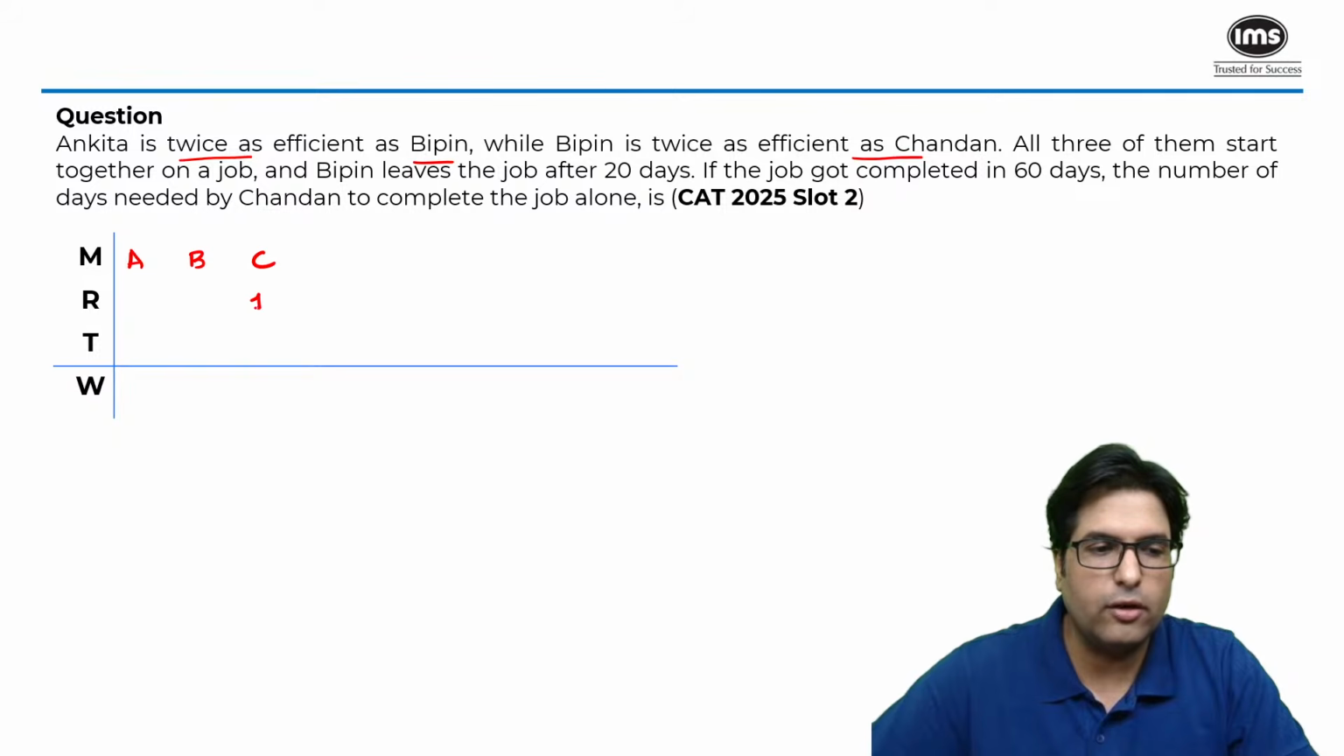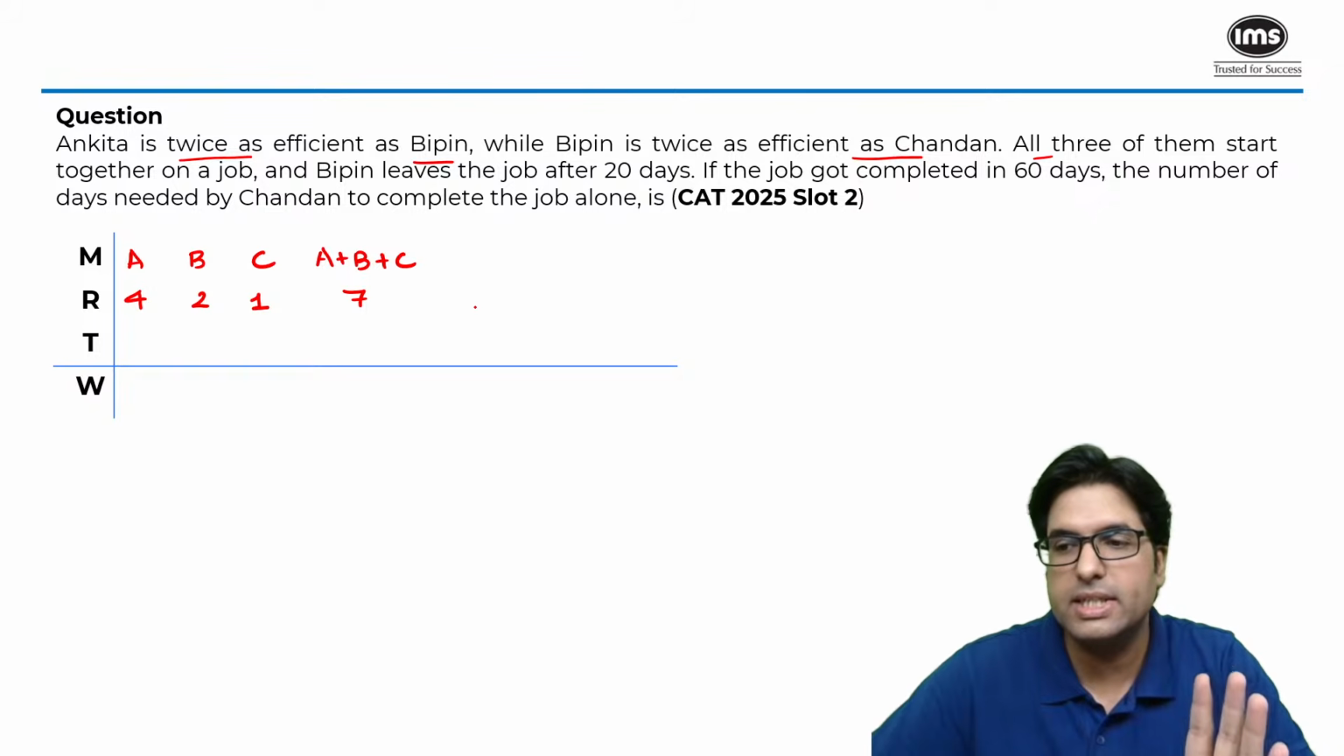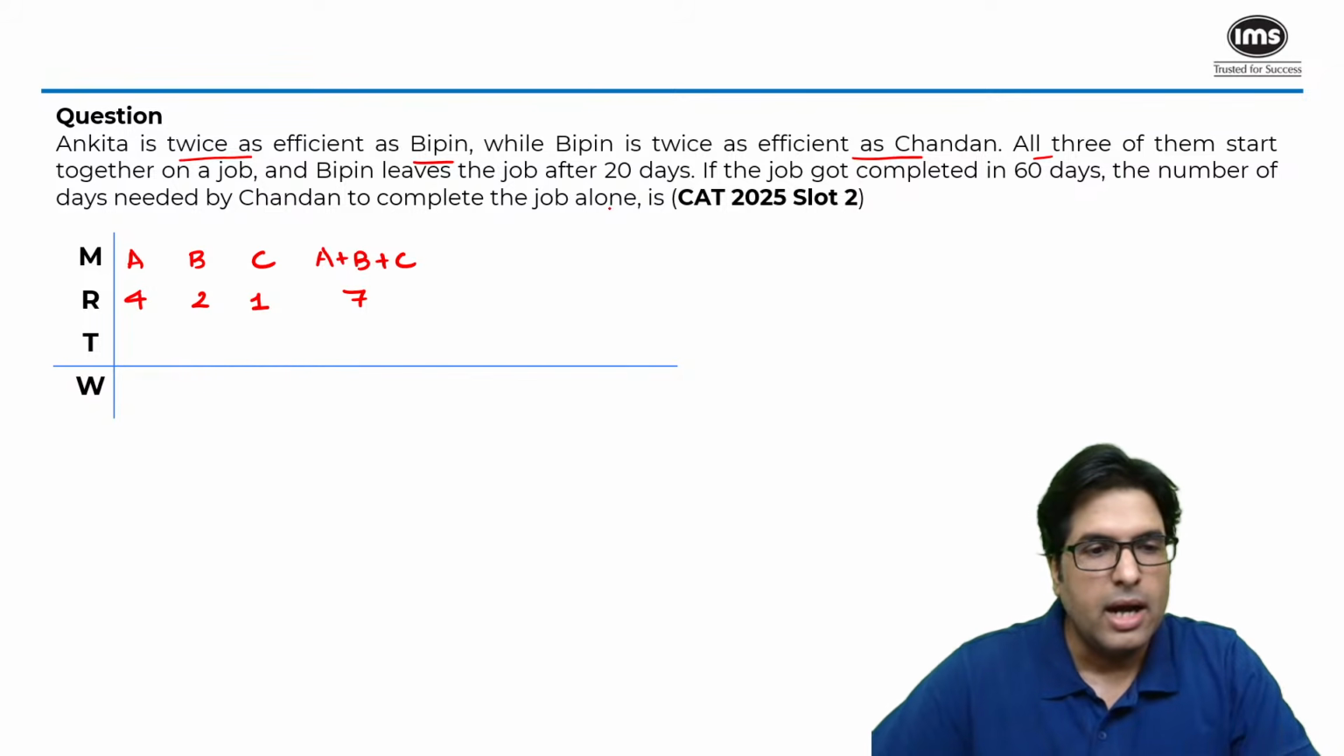So I'll assume the rate of C to be 1. B is twice, so it will become 2. A is twice of B, so it will become 4. Straightforward. All three of them start together on the job. So A, B, C, all three of them start: 4 and 2, 6 and 1. They'll start with a rate of 7. Perfect. And B leaves the job after 20 days.